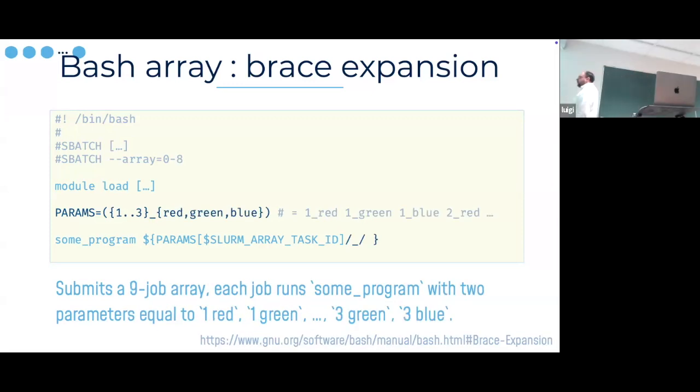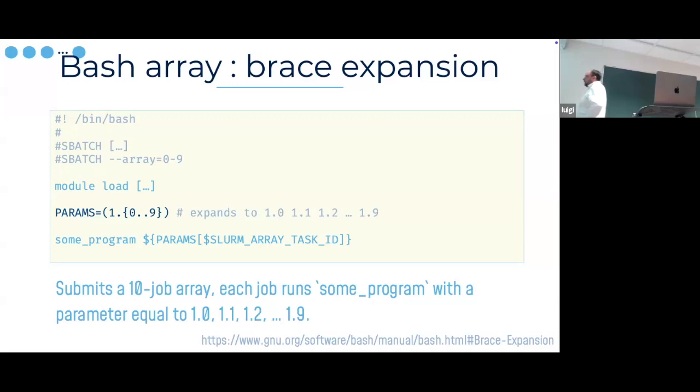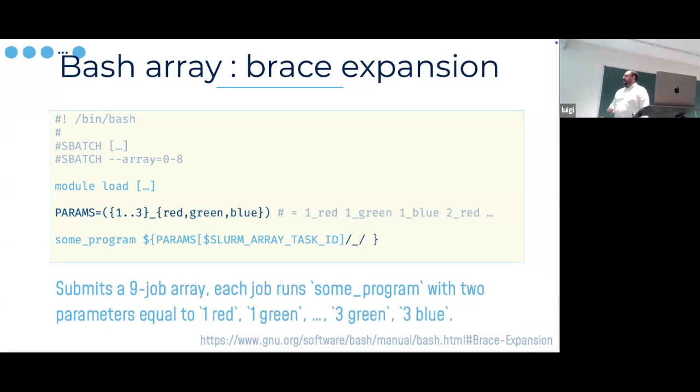This is another example with curly braces expansion. If you have 2 sets of curly braces, it creates all pairs. So this is 1 red, 1 green, 1 blue, and so on. And so with this, you can use this part of the syntax. If you see, this is different from the other ones. So here, I'm just extracting from the params parameter this element. And here, what I'm doing in addition with this is removing the underscore here.